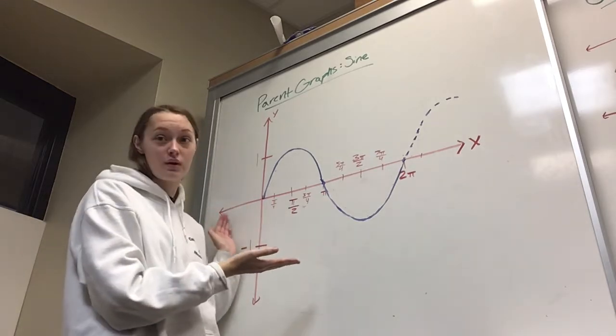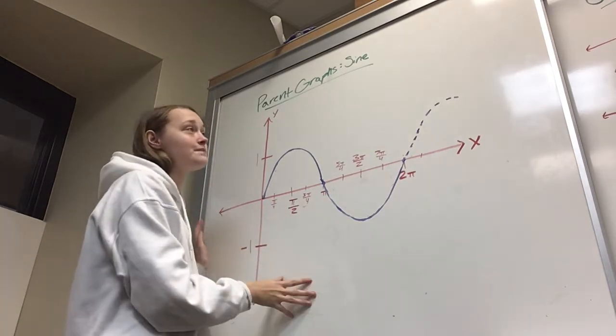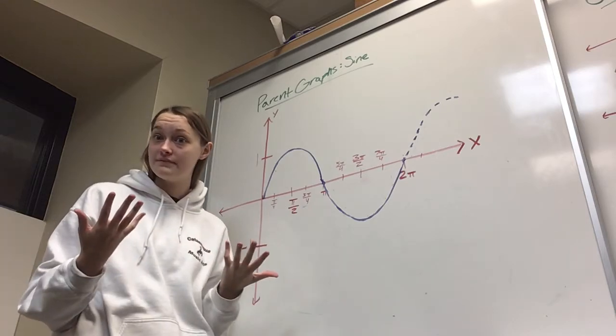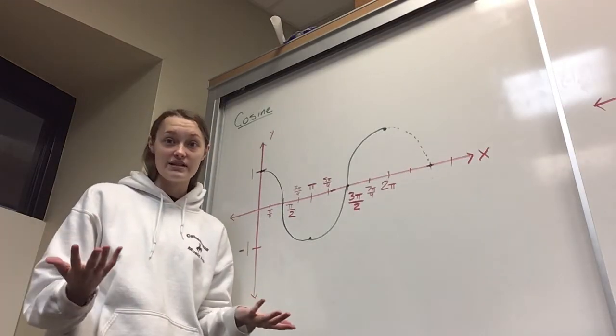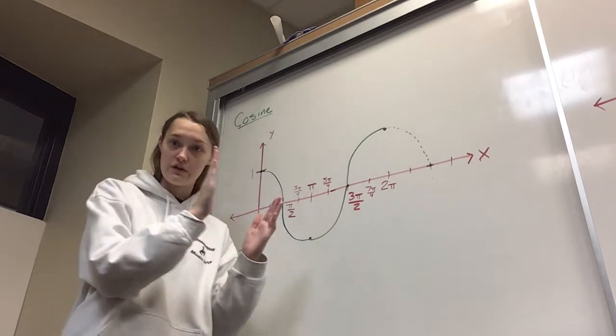If this drawing doesn't work for you, it's all over Google. Next, we're going to move on to cosine. The cosine graph is the exact same as the sine graph. It is just shifted over.